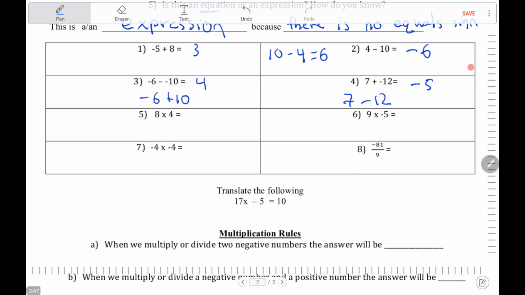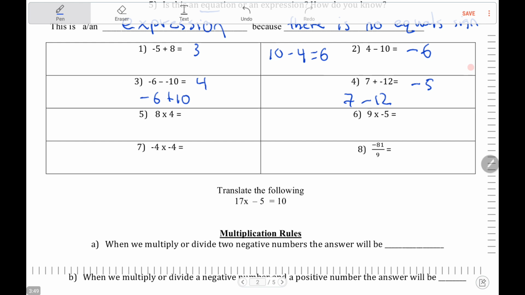Now remember, there's no rule there. However, we do have a rule when we are doing multiplication and division. So 8 times 4, well, that's something we're familiar with. That's 32. 9 times negative 5. Well, I know 9 times 5 is 45. And if one of them is negative, that means I need to put a negative in front.